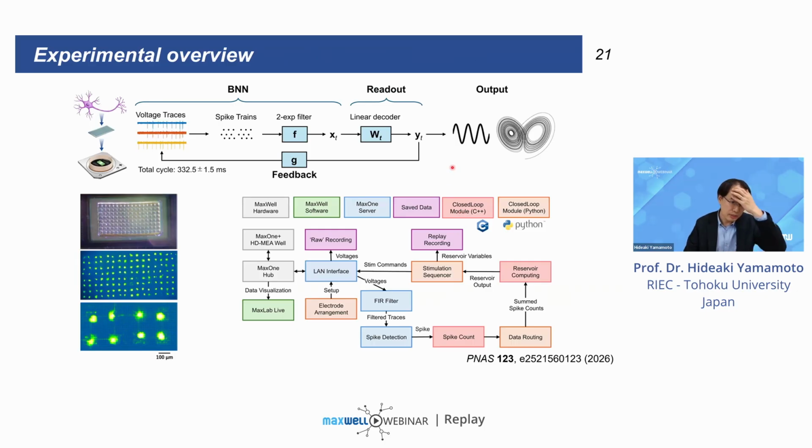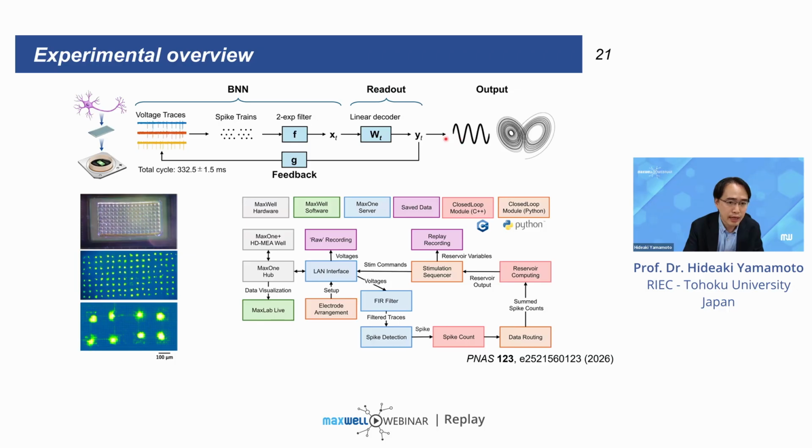And what we did in our recent paper is to implement the so-called time series generation task in the cultured neurons growing on the MAX1 chip. We take a cultured neural network, record its activity using MAX1, and decode an output using a linear decoder to produce the desired time series signal.